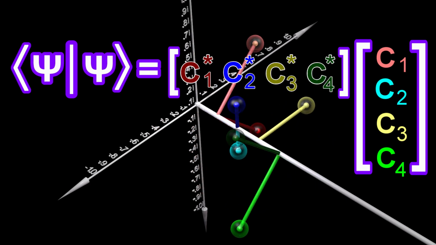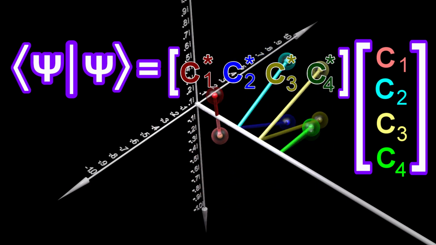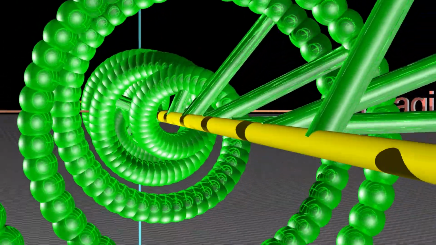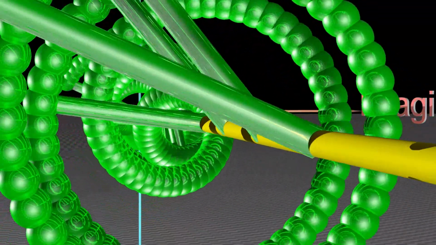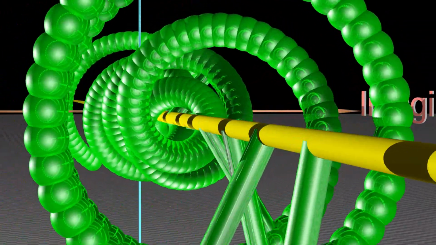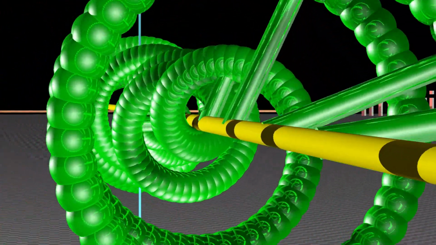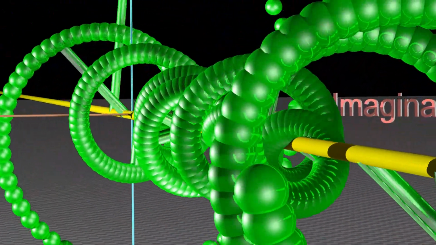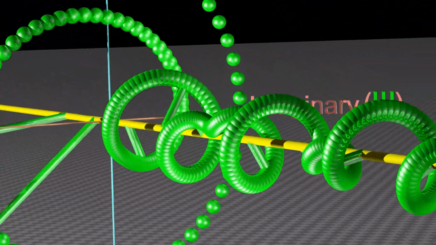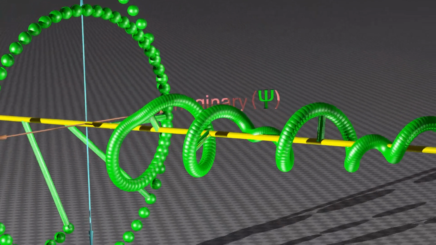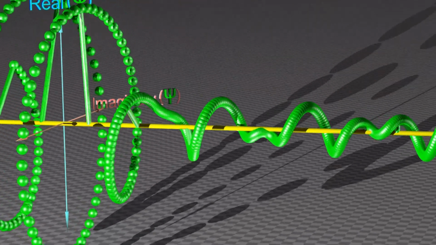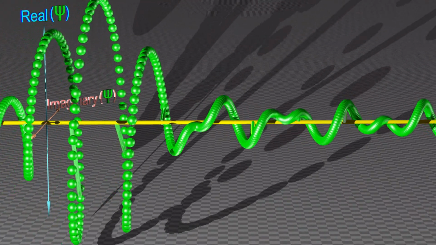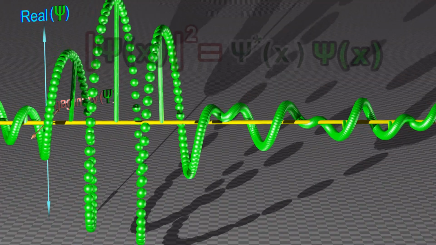Let us now extend this concept to a vector with infinite dimensions. A continuous function of the variable x can be thought of as a vector of infinite dimensions. For each value of x, the function has a complex value, represented here by a line in the complex plane. Let us consider the squares of the lengths of each of these individual lines, which is always a real number.